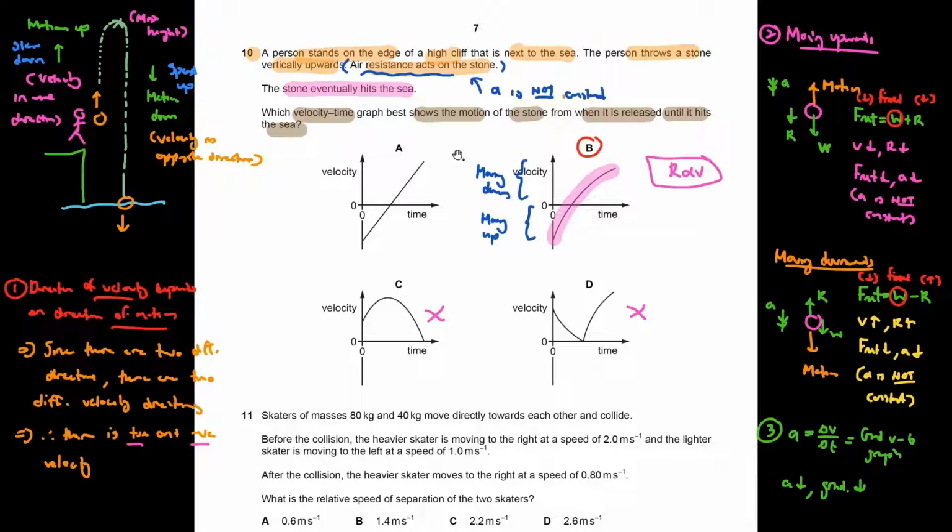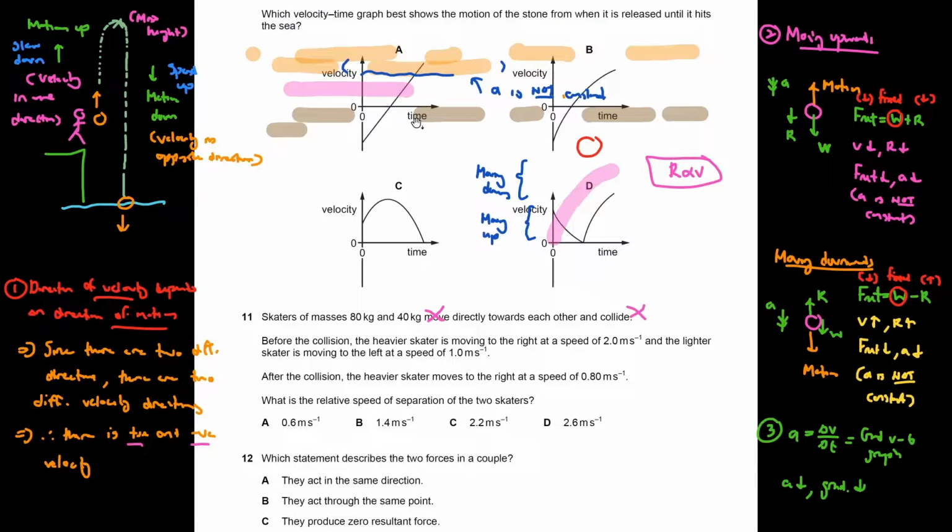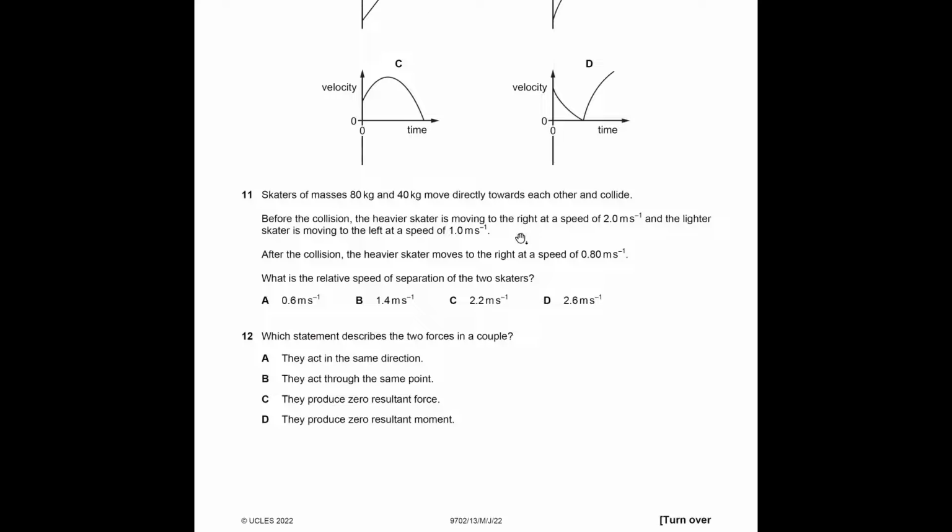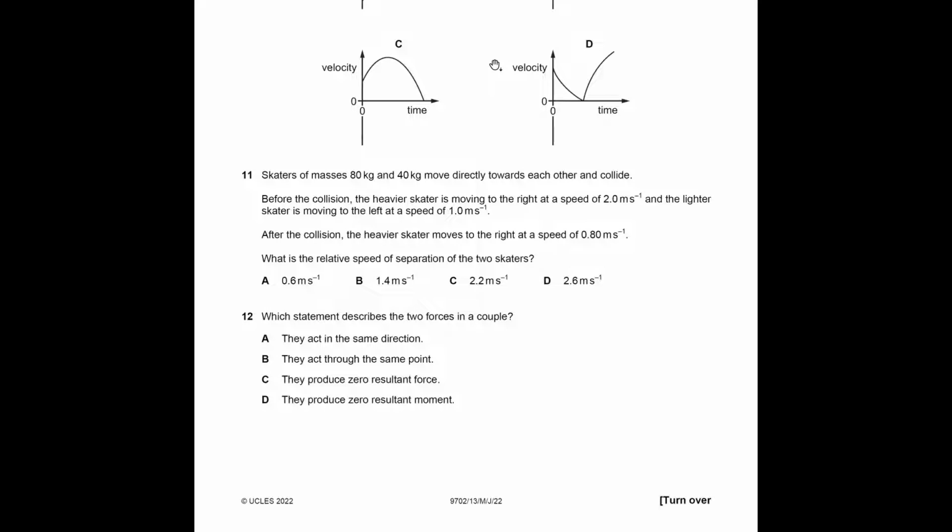Now for question 11, let me just clear this out. For question 11, you have skaters of mass 80 kg and 40 kg that move directly towards each other and collide. Before the collision, the heavier skater is moving to the right at the speed of 2 meters per second, and the lighter skater is moving to the left at the speed of 1 meter per second. After the collision, the heavier skater moves to the right at the speed of 0.8 meters per second. What would be the relative speed of separation of the two skaters?